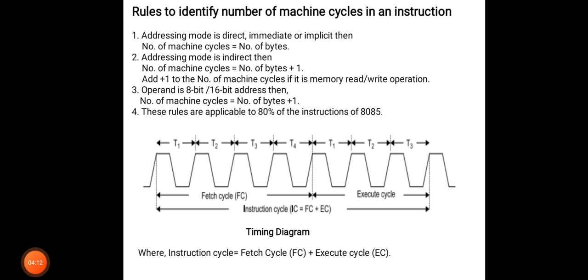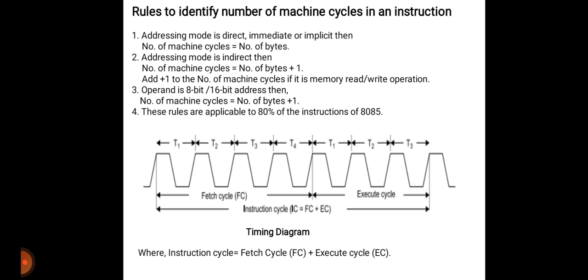First of all, we need to understand what is machine cycle. Machine cycle consists of the steps that a computer's processor executes whenever it receives a machine language instruction. This is known as machine cycle. Then the number of machine cycles is equal to the number of bytes.